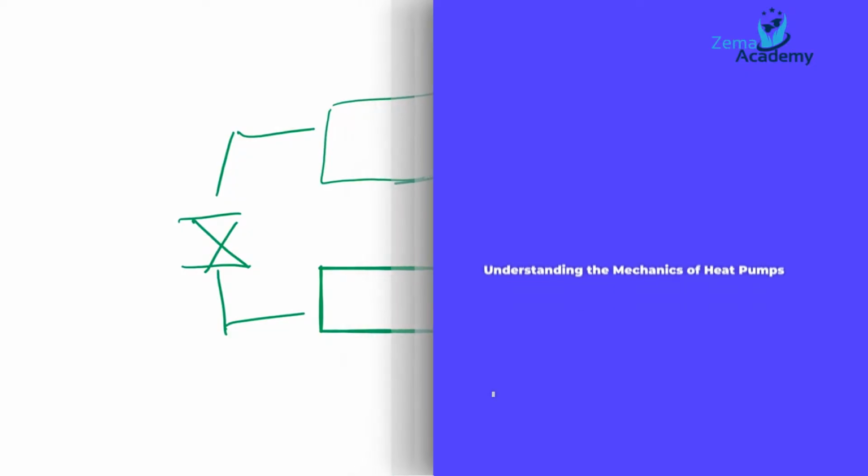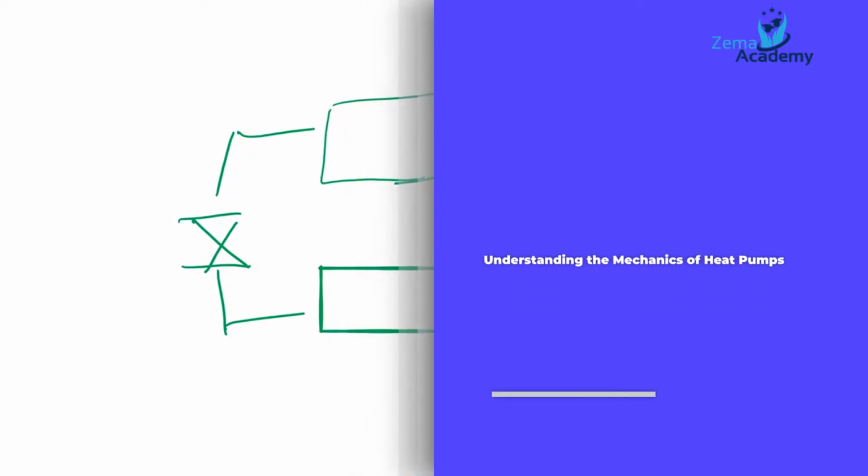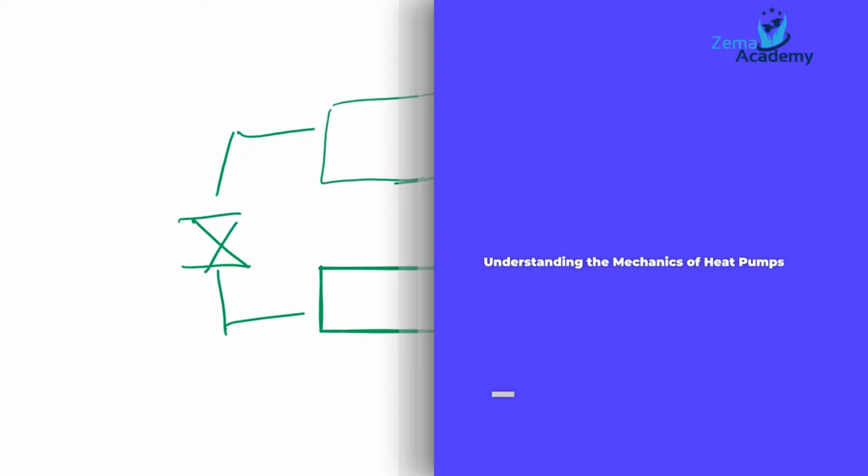Any vapor compression system has four components, or you may also refer to them as four stages. I will refer to them as four components. Whether you're using the different types of heat pumps that we will mention as we go along, they all have these components.